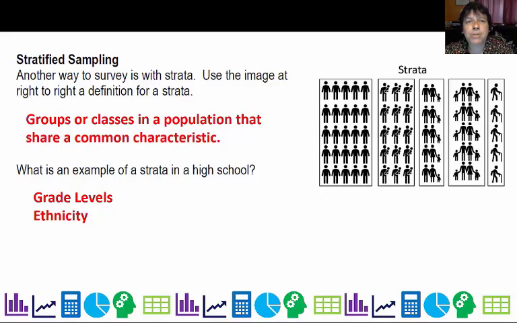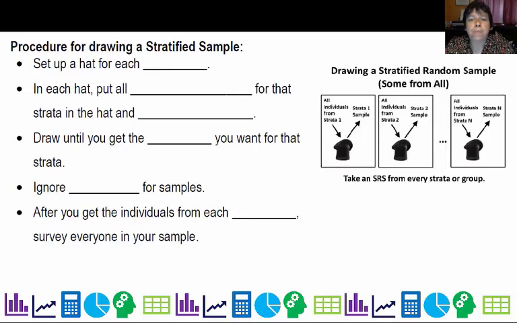So how do we set up a stratified sample? Well, if you look at the picture at right, these are the steps for doing a stratified sample. How does this picture look different from my other pictures with the hats in them? Hopefully you notice there's more than one hat here. It's like I'm doing a simple random sample in each strata. Each strata gets its own hat. All right, each strata gets its own simple random sample. So we set up a hat for each strata. In each hat, we're going to put not the strata, but the individuals.